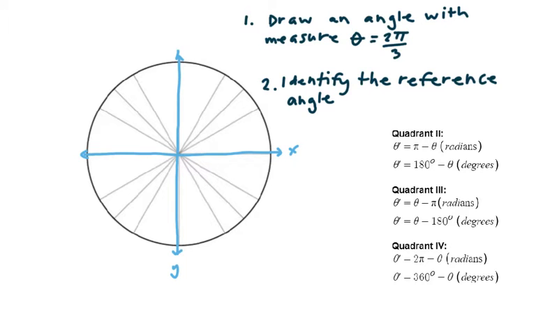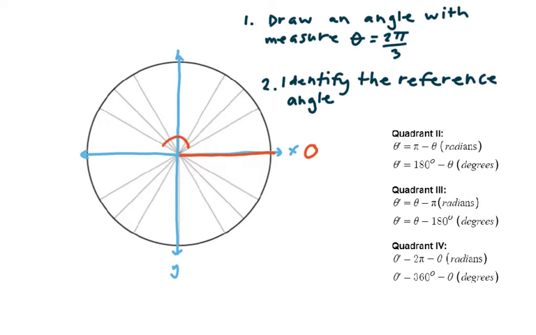We have our unit circle here, and we want to draw an angle with angle measure of 2 pi over 3 radians. So to start off, let's start with our initial side here. Our initial side is always going to be the positive portion of our x-axis. And this is going to be 0 radians. So this is where we're going to start.